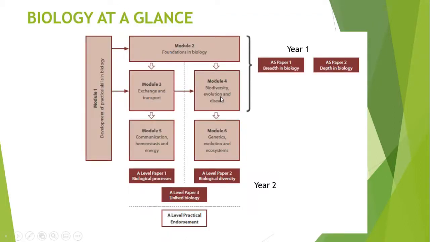So, as I've said to you before, the modules are all split up, and the first of three modules, modules 2, 3, and 4, would go into the assessment that you'd complete in year 1. So the content within those modules you would be assessed upon in year 1, just so we get an idea of where you're at that point. But then in year 2 you do modules 5 and 6. So all of that information branches down and you'll be tested on 3 papers that you would do in year 2. Okay. And along with that, throughout your 2 years, you would do the A-level practical endorsement. Okay, so that would filter throughout those modules and throughout your 2 years.